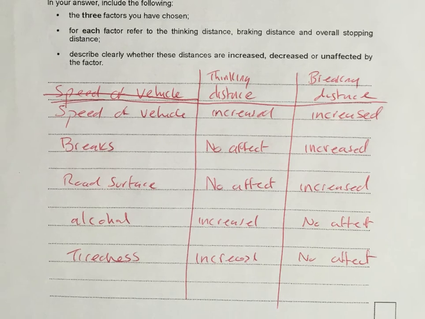So I've kind of put that in a table. I've said the speed of the vehicle is increased there if all these factors go in a negative way, if you're increasing tiredness, if you're increasing alcohol consumption. But in terms of thinking distance, the brakes do not affect thinking distance. So there's no effect there, but they do affect the braking distance. That's why it's increased. The road surface does not affect thinking distance. It doesn't affect the time it takes you to think about the hazard, but it does increase the braking distance.